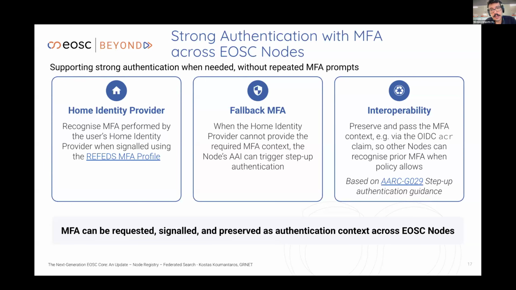Then, because we know that in practice not all home identity providers support elevating the user's authentication context to MFA, we want the node's AAI to be able to step in and elevate the authentication context when needed. And we need this to work also in cross-node interaction. So we use standard protocol artifacts, for example the ACR claim in the case of OpenID Connect, so that other nodes can recognize an existing MFA context and not have to request users to perform MFA. Especially for the cross-AAI flows, we use guidance provided by the AARC-G029 guidelines.